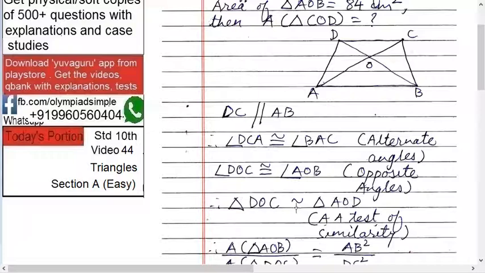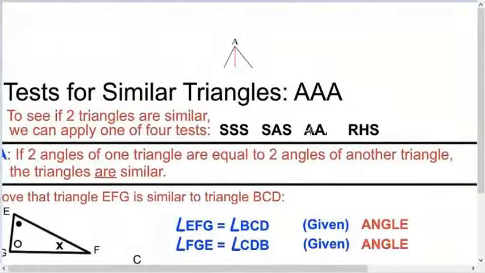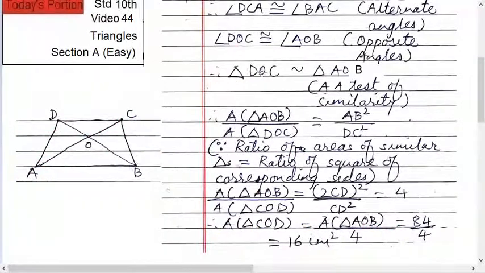Therefore, triangle DOC is similar to triangle AOD. DOC is similar to AOB, it should be, right? Why? By the AA test of similarity, right? AA means what? There are 4 tests: SSS, SAS, AA and RHS, the right angle hypotenuse side theorem. Okay, so this is for similarity, not for congruency. Now these two triangles, DOC and AOB, are similar.